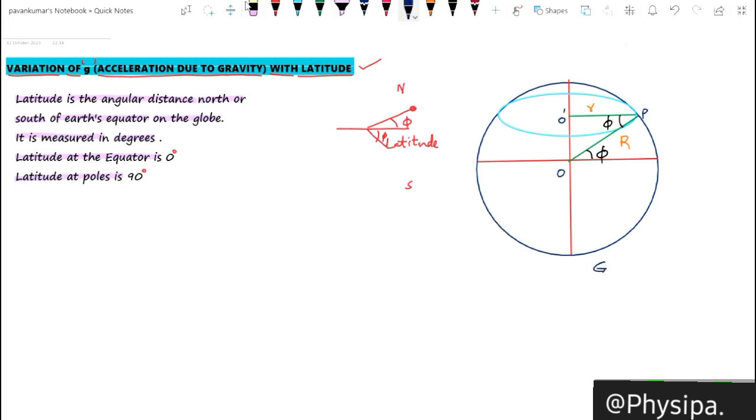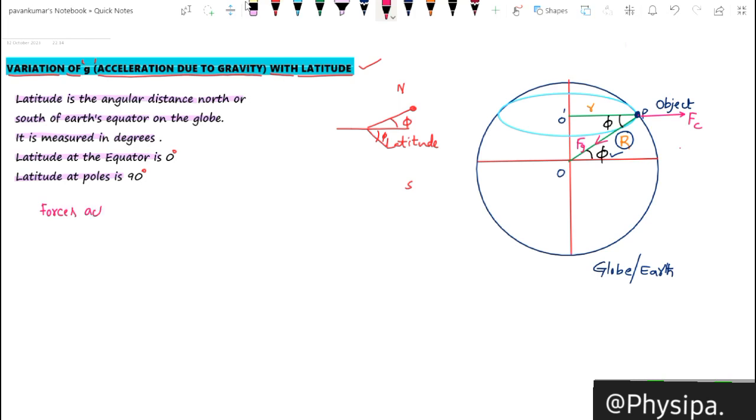Let us consider a particle on the globe or Earth. Here, R is the radius of the Earth, phi is the latitude. Let us consider a particle situated at the point P. At this point, the object experiences two forces. The first one is the centrifugal force Fc, and the second one is the gravitational force Fg.